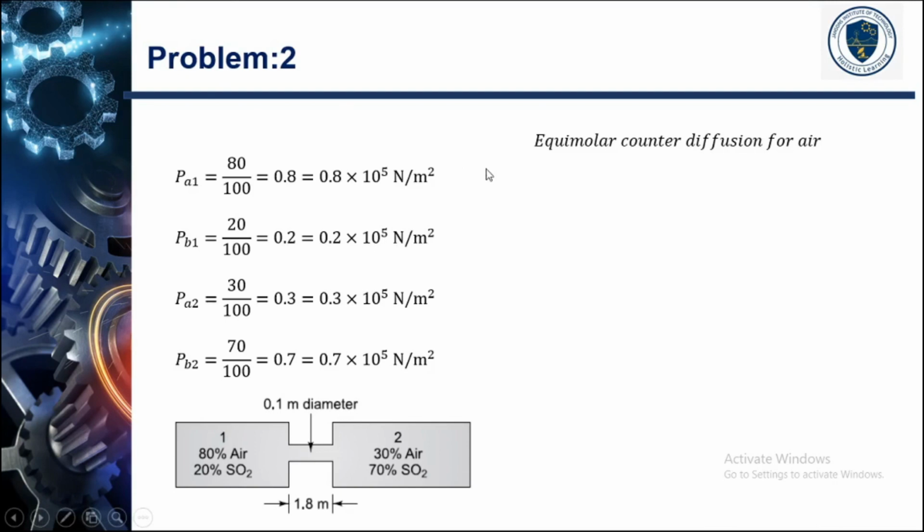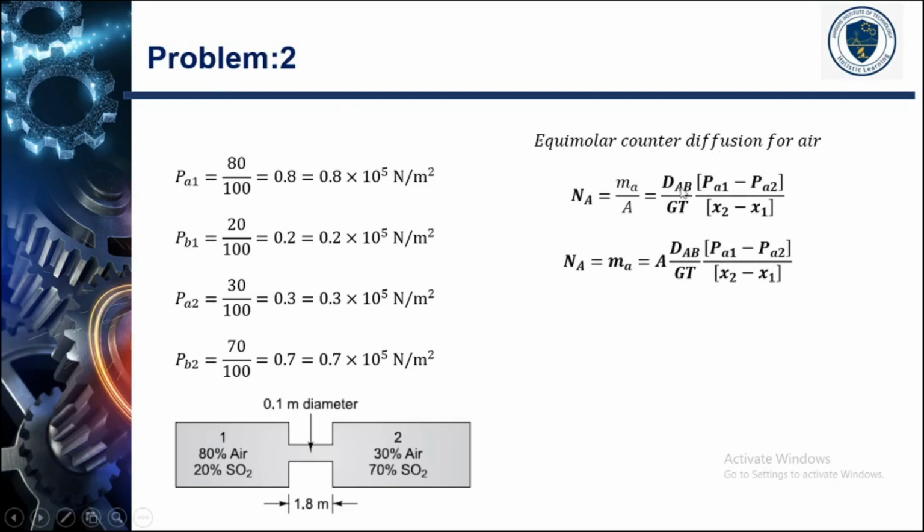Now we have to find the equimolar counter diffusion of the air. To evaluate it, the formula is already derived. This is the formula for finding the parameters: NA = MA/A = (DAB/RT) × (PA1 − PA2)/(x2 − x1). Here they asked for the mass flow rate or molar flow rate, not the mass flux or molar flux. The flux term should be avoided.